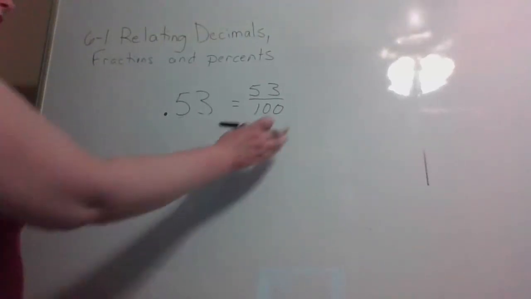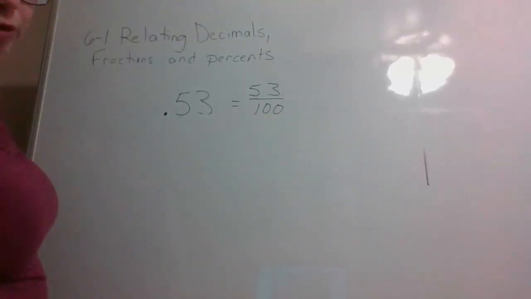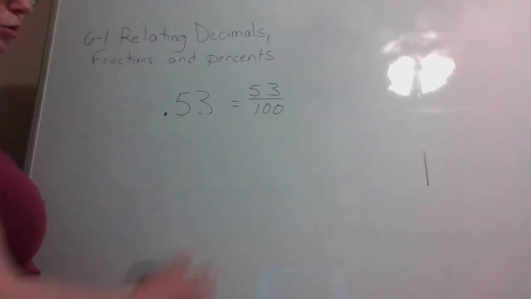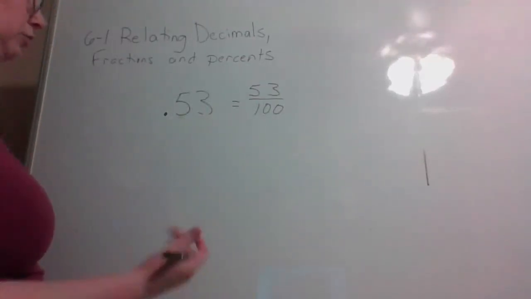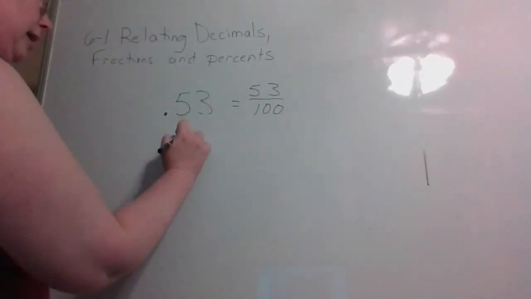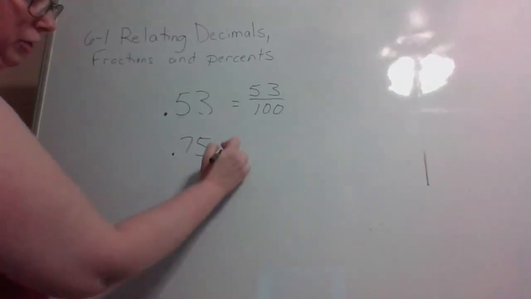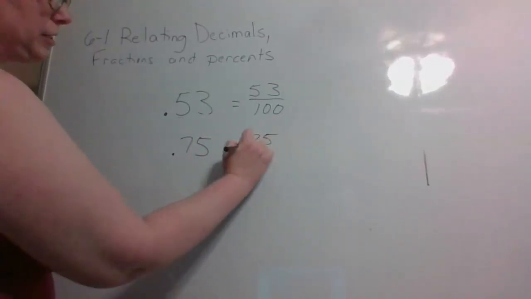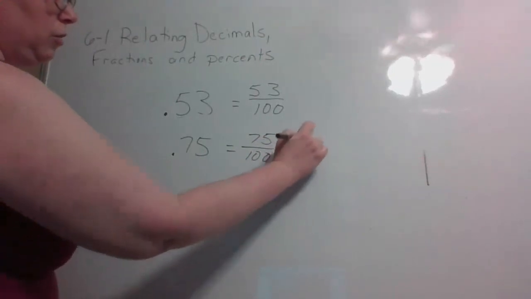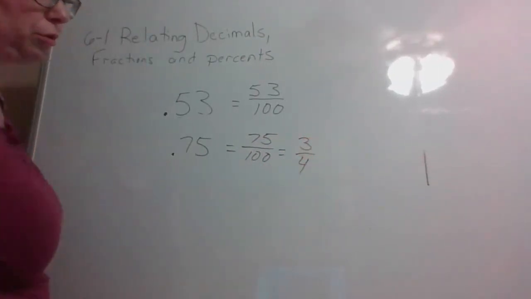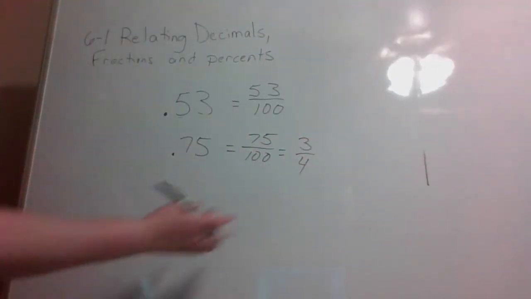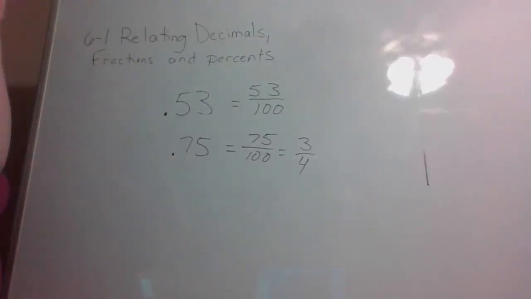Just remember, when you get it into fraction form, you need to make sure it's reduced. So 53 hundredths is reduced. Say we had 75 hundredths, so that'd be 75 over 100. We can reduce that to 3/4. So you always need to make sure that you reduce your fractions.